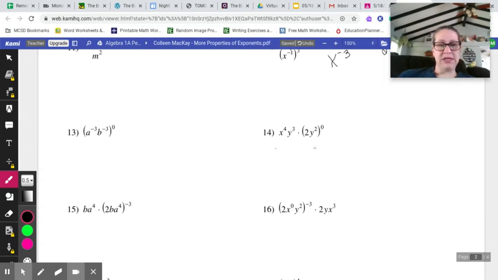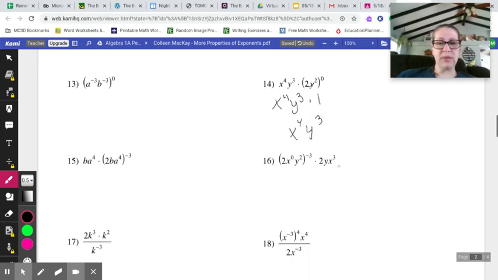Number 14 is very similar to 13. So I have x to the fourth, y to the third. Okay, this whole thing is raised to the 0 power, which means that it's equal to 1. Okay, and then anything times 1 is itself. So 4x, y to the third. Okay.